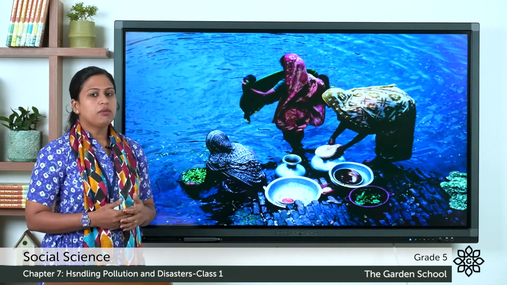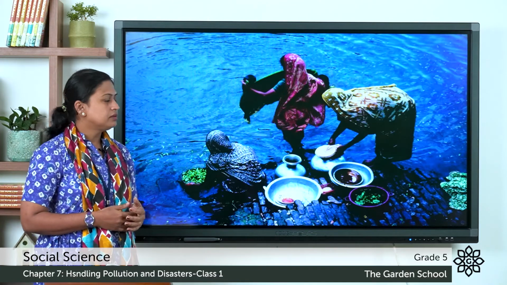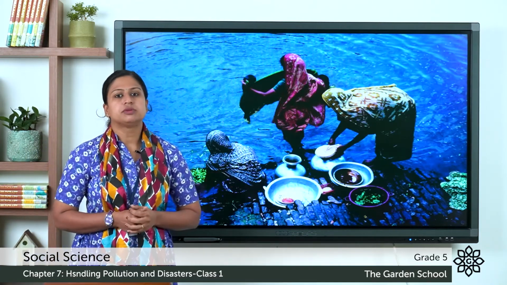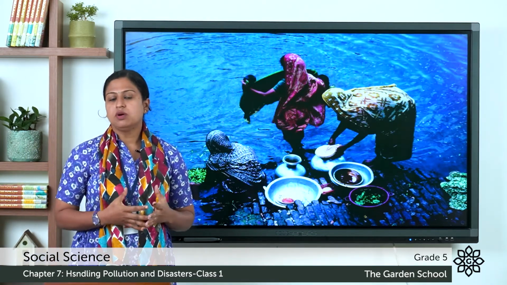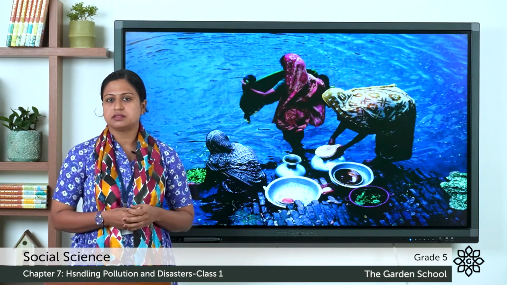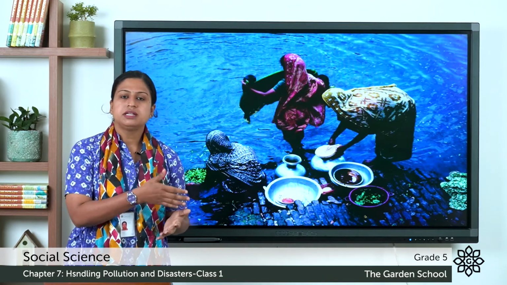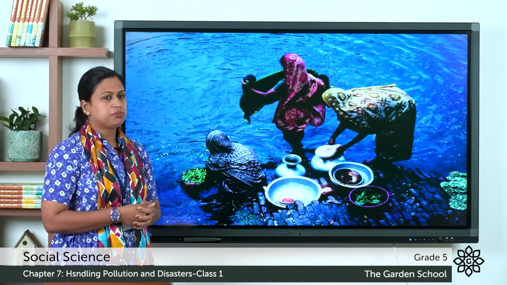We should also avoid washing clothes, cleaning utensils and bathing in the water bodies because the soaps and detergents which we use contain chemical substance and it gets into the water and creates water pollution.